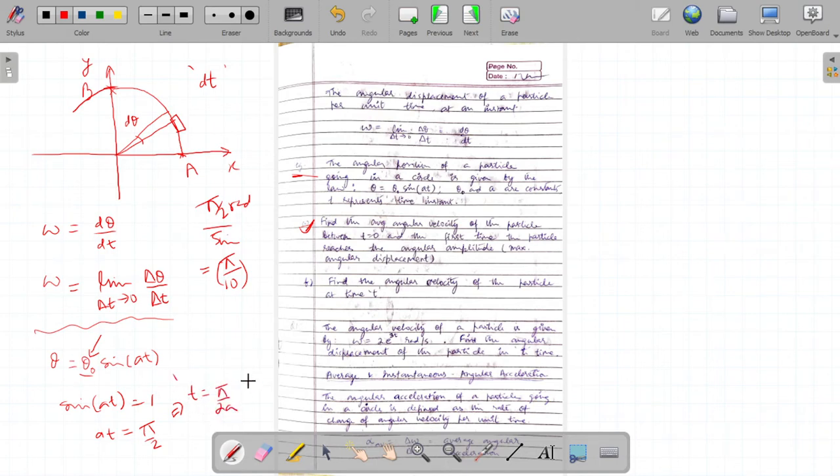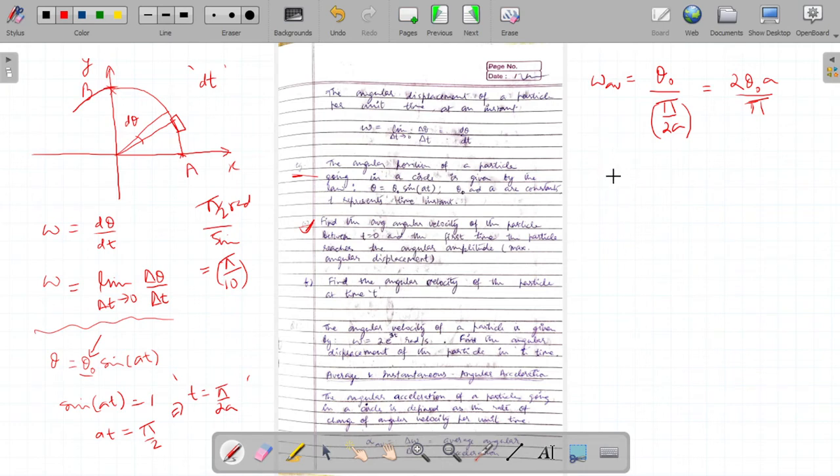So this is the total time taken by the particle in going from point 0 to point B, and we would say that the average angular velocity of the particle in going from point A to point B, or from a zero angle to the maximum angular displacement, would be the angular displacement of the particle, that is theta naught, divided by the time taken by the particle in covering that angular displacement, that is pi by 2a. So we'd say that the average angular velocity of the particle would be the value of 2 theta naught into a divided by pi. So this would be the average value of angular velocity.